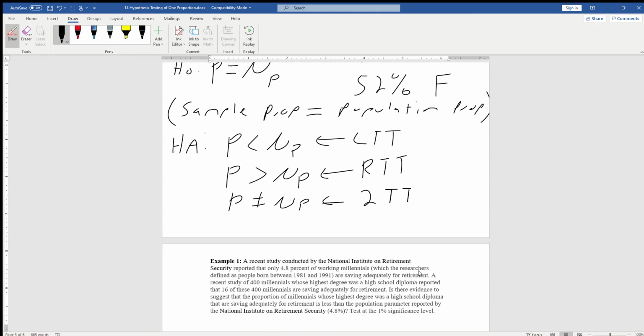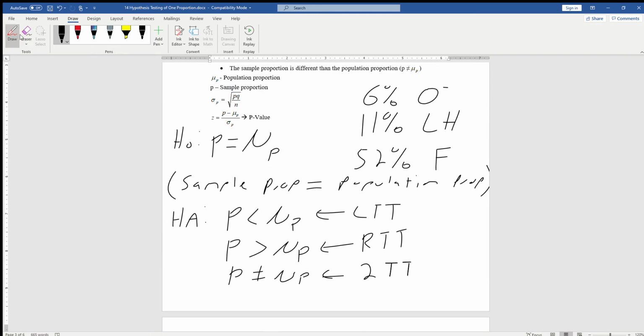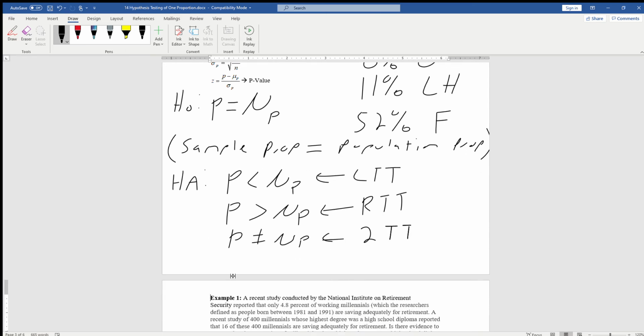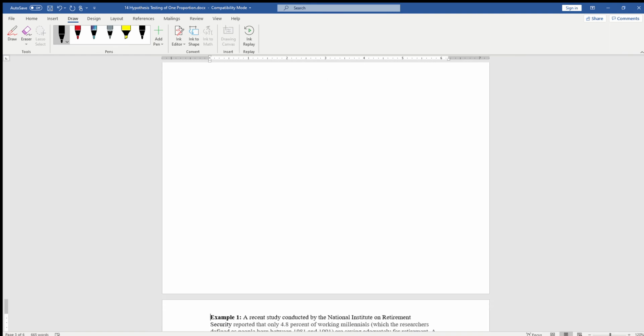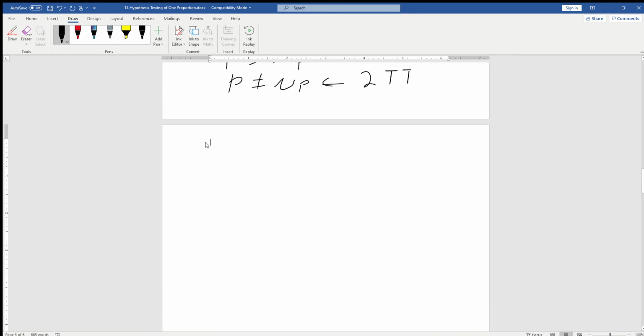The second step to being able to do one of these types of hypothesis tests is we're going to collect some variables. And I'm going to define the variables for you. There's going to be 5 that you need to collect every single time you do one of these types of tests. The first one that you're going to collect is mu sub P. Mu sub P is going to be the population proportion. 6% of all people have O negative blood. 11% of all people are left-handed. 52% of all people are female. That's something that's given to us.